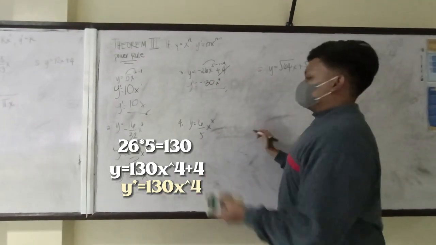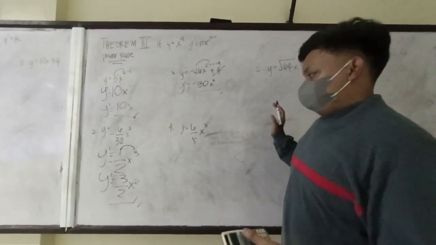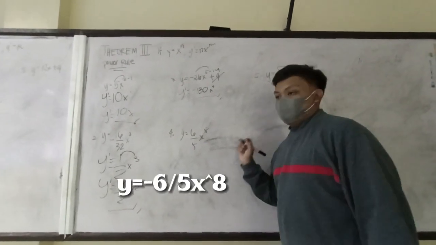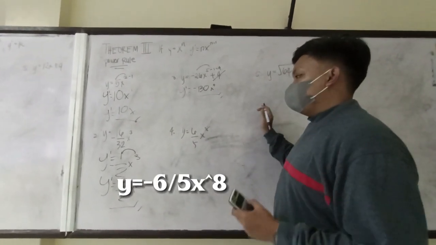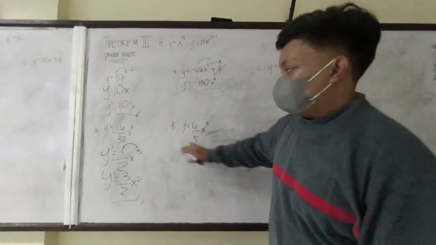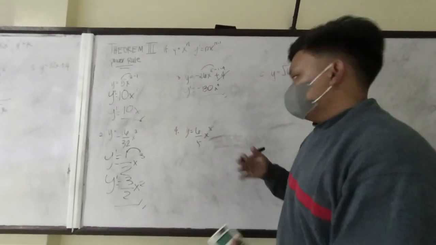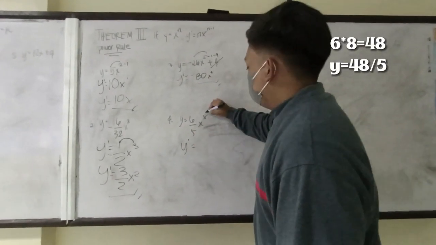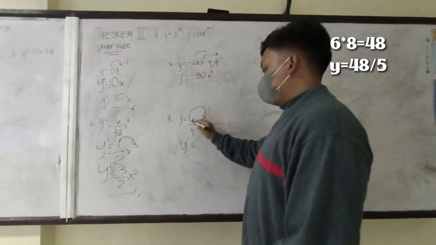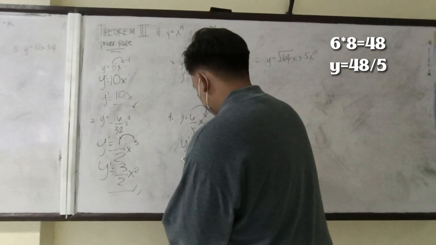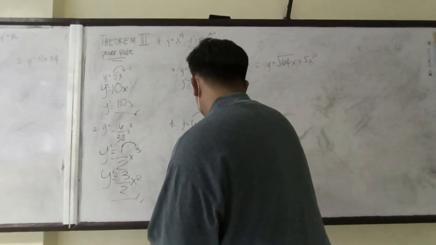Easy as that. Next, let's proceed to example number 4, which expresses y equals 6 over 5 x to the 8. There will be no need to reduce it because it is in proper fraction, unlike the previous one, because they were common to each other. So we should consider y prime. 8 multiplied by 6 is simply 48. 48 over 5.